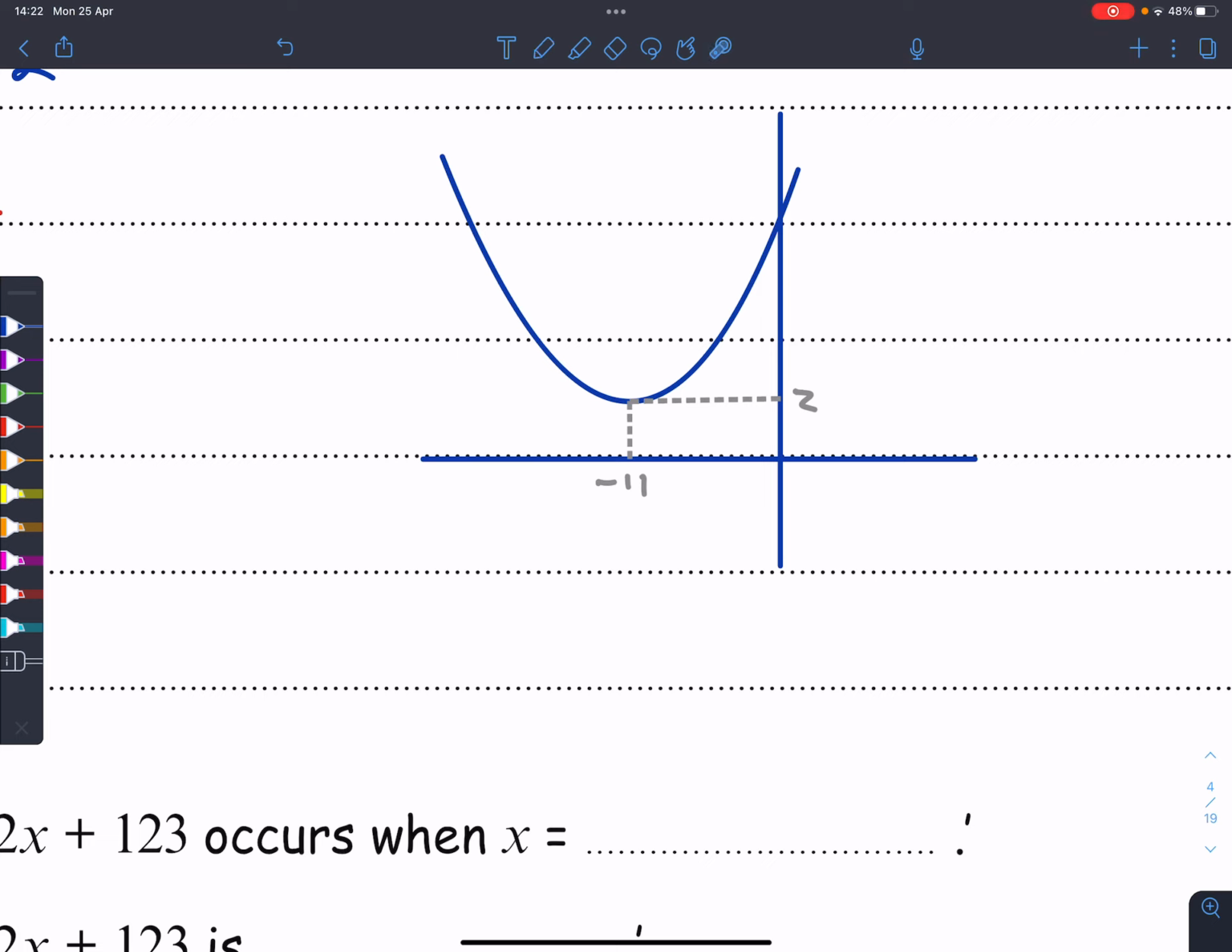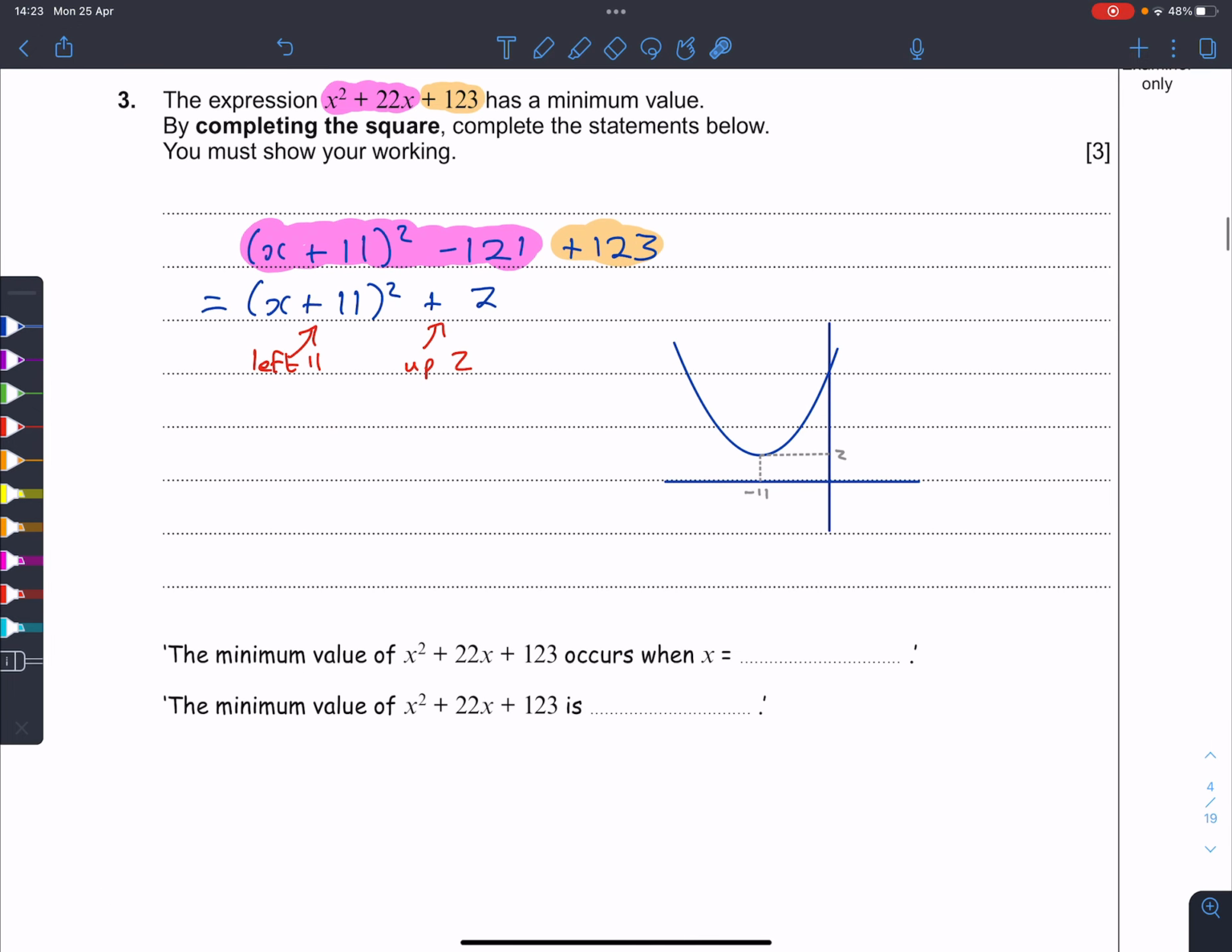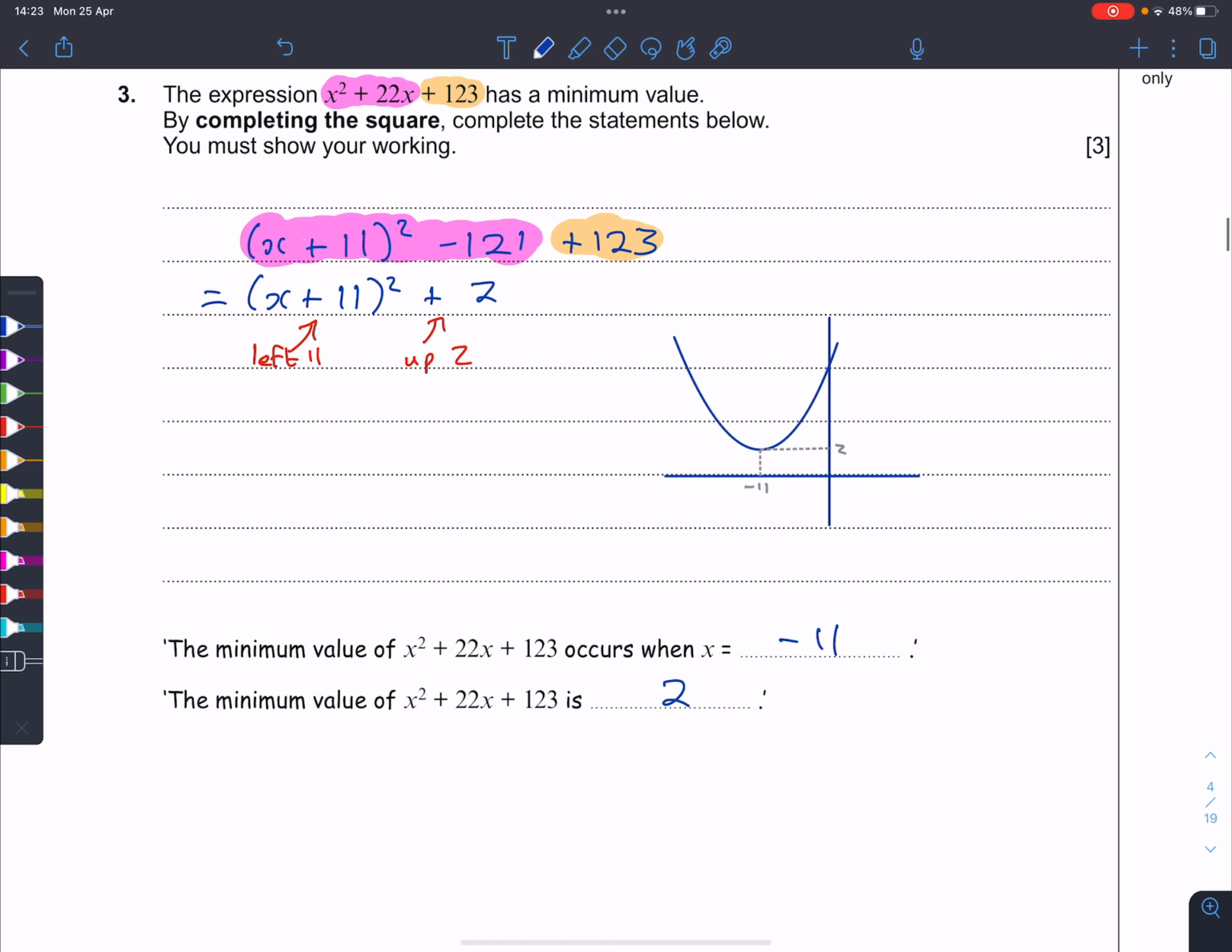So now the least value: the graph is decreasing, it's getting lower and lower until it gets there, which is the least value. So the least value is going to be 2, and it happens when x is negative 11. So the next part of the question says the minimum value occurs when x equals, so that's negative 11, and the minimum value is, so the lowest point on that curve, is 2.